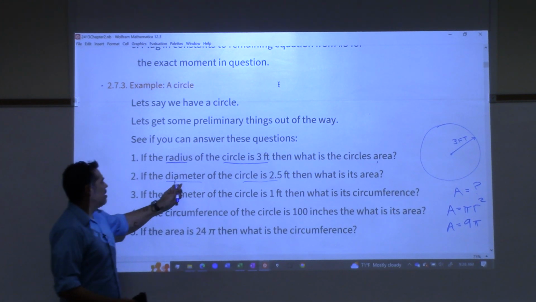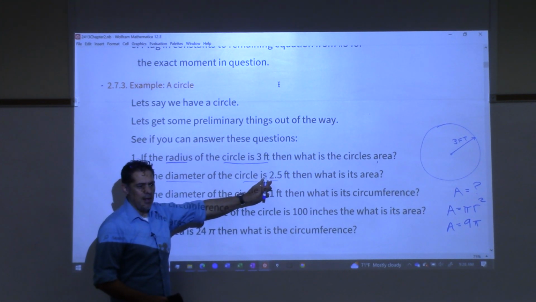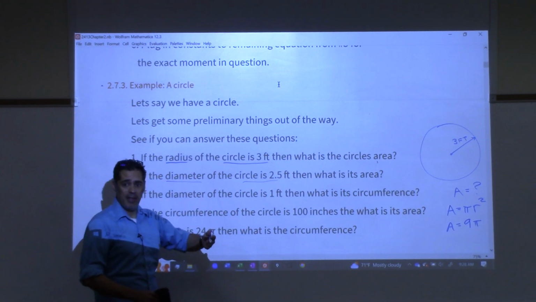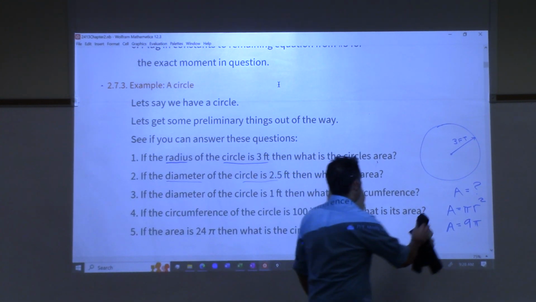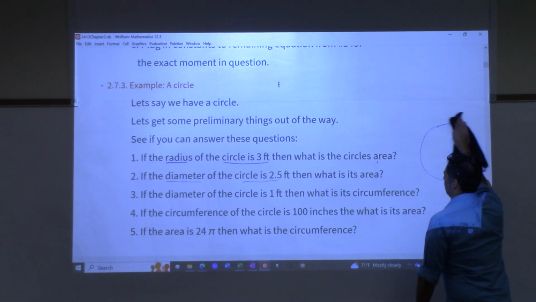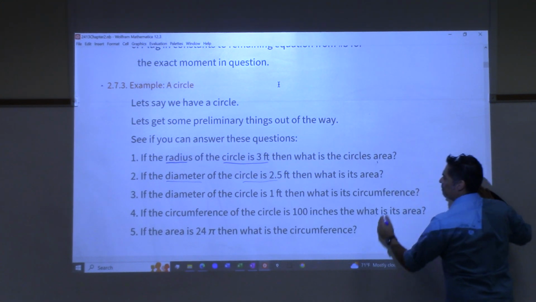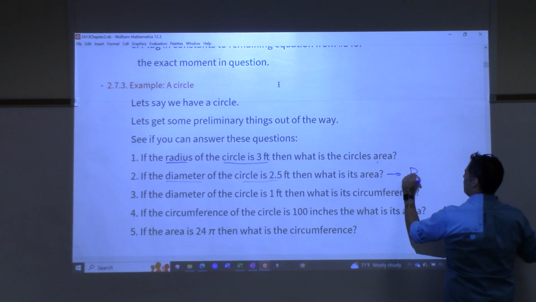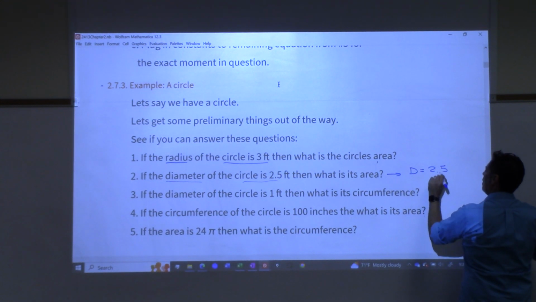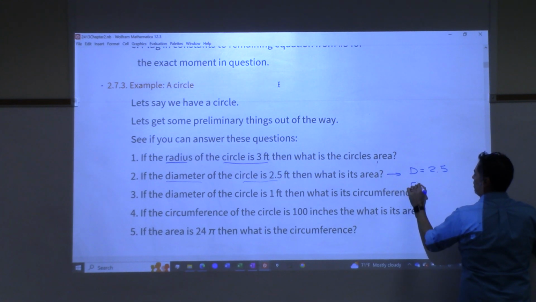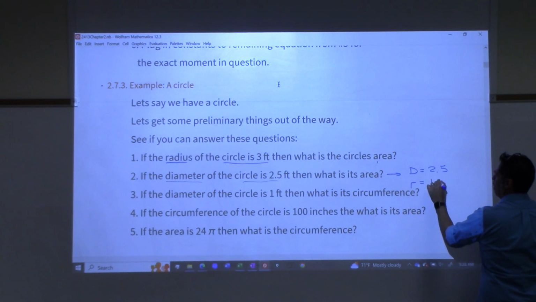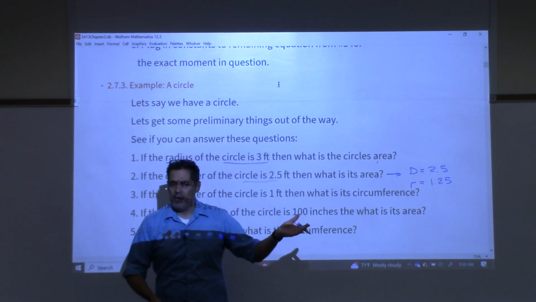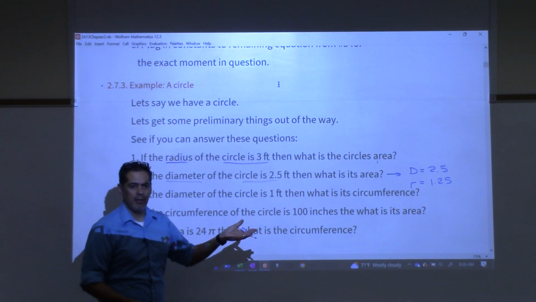Yeah, so the diameter is actually twice the radius, right? So what you would do here to find the area is first take this diameter and take half of it. So what's half of 2.5? 1.25. So this problem is saying the diameter, I'm going to put capital D, is 2.5. But the radius then would be half of that, so 1.25 is the radius, right? Half of it.